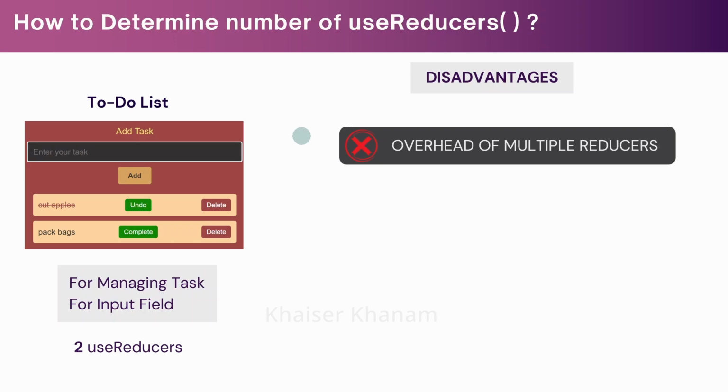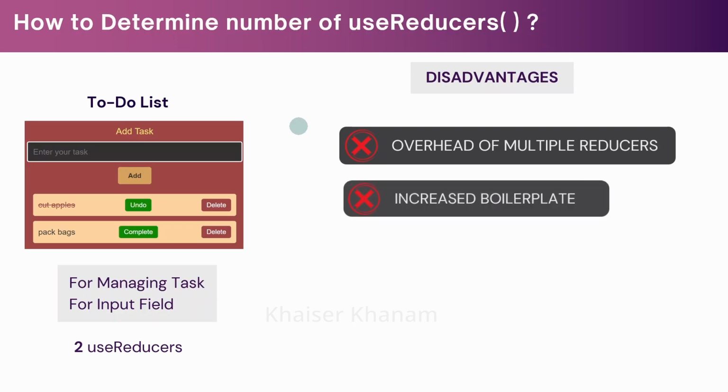But if you are maintaining a separate reducer for a simple project, then you are going to increase the complexity and also you have to write more complex code. So in a simple project, you can easily go with a single reducer and accordingly update the entire logic. If you start using multiple reducers for each and every input field, then it is just going to increase our boilerplate, because we already know useReducer setup comes with its own boilerplate.